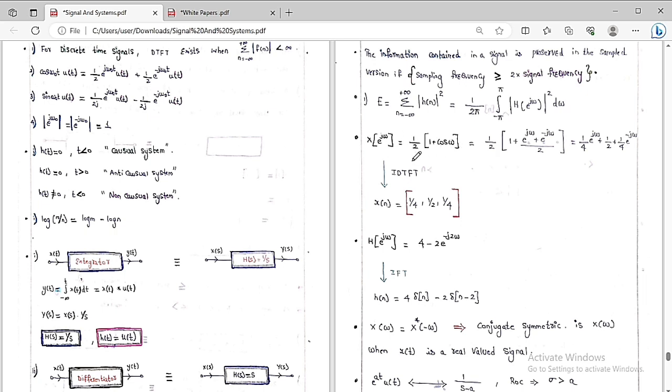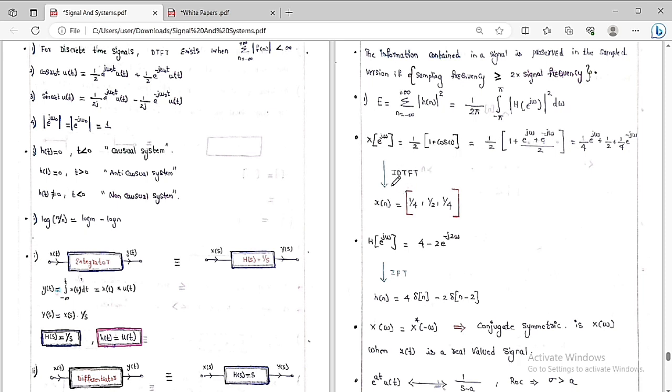Suppose I do the expansion, what am I going to get? Listen carefully. Cos ω, you know what is cos ω? You can write (e^{jω} plus e^{-jω}) by 2, because cos β is equal to (e^{jβ} plus e^{-jβ}) by 2. If we further simplify, we are going to get 1 by 4 e^{jω} plus 1 by 2 plus 1 by 4 e^{-jω}. So this is the expression that we are going to get.